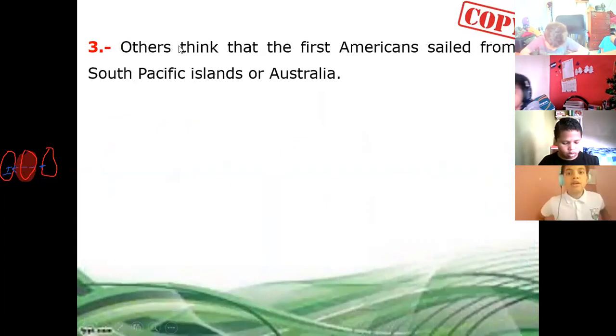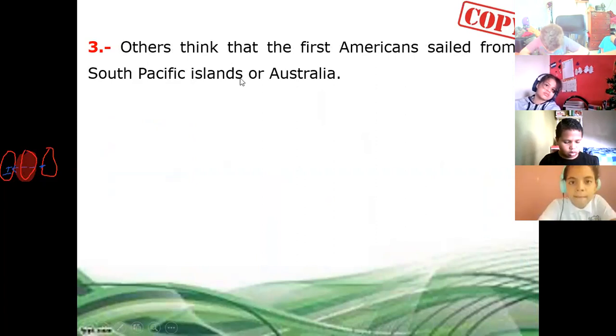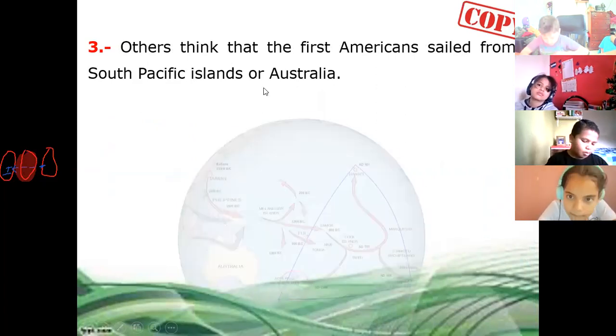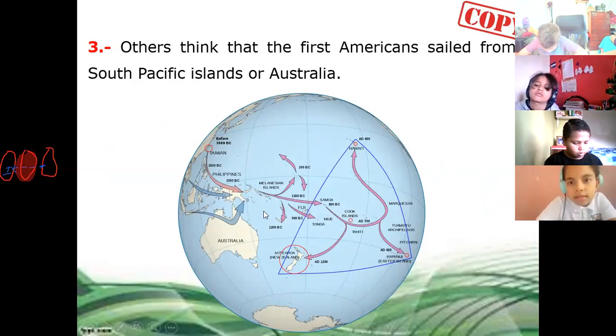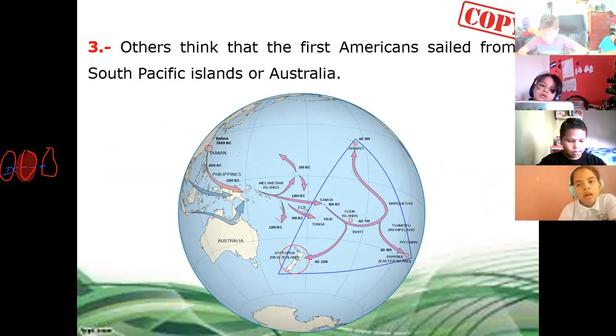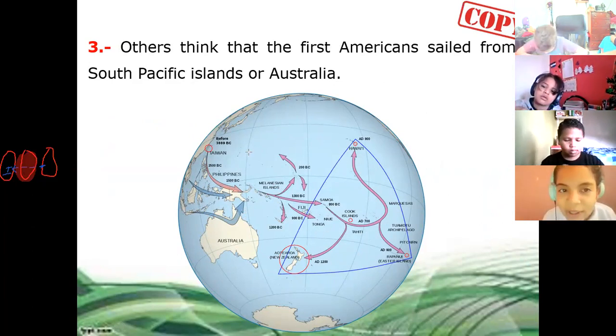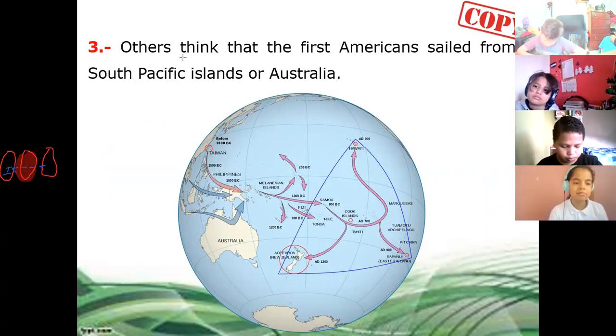And the third one: other scientists think that the first Americans sailed from South Pacific Islands or Australia. These are theories about how the first Americans came. See, from Australia, South Pacific Islands, and they moved from these islands to America. That's what they think happened.